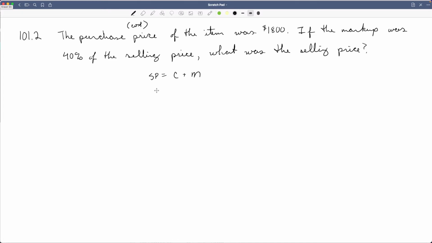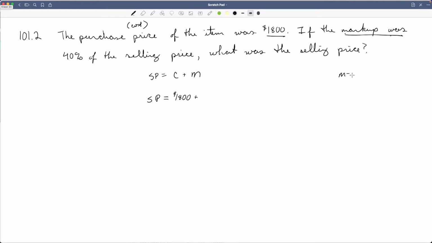So the selling price, we don't know what that is yet, right? It says what was the selling price. That's what we're looking for. So SP, we don't know what that is. And our purchase or cost of the item was $1,800. Plus, we have 40%. If the markup was 40% of the selling price, so what we need to do is we need to write a formula for markup here. Markup was is a form of is.